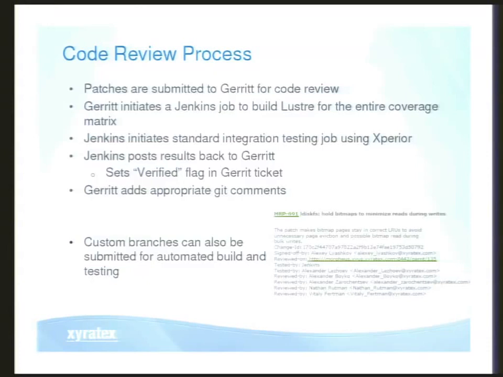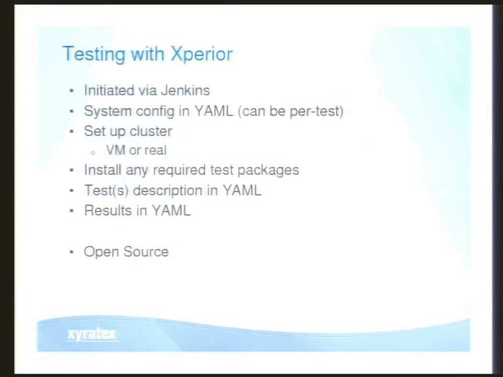All right. A little bit more about Xperior. I actually talked about this at Lab last year, but I'll do a minor update. So Xperior is started by a Jenkins automated build system. Jenkins is an automation system. We have YAML style configurations, test descriptions, and results files, so that they can all be stored in a machine-readable and human-readable form. And we open sourced this last year, actually, so in case anyone wants to use it, you're welcome to it.